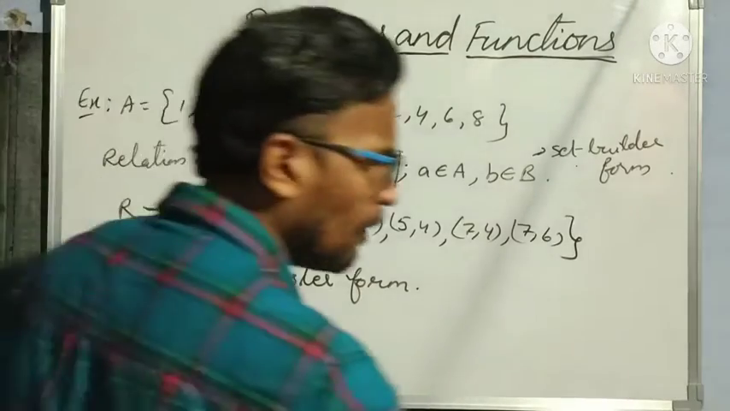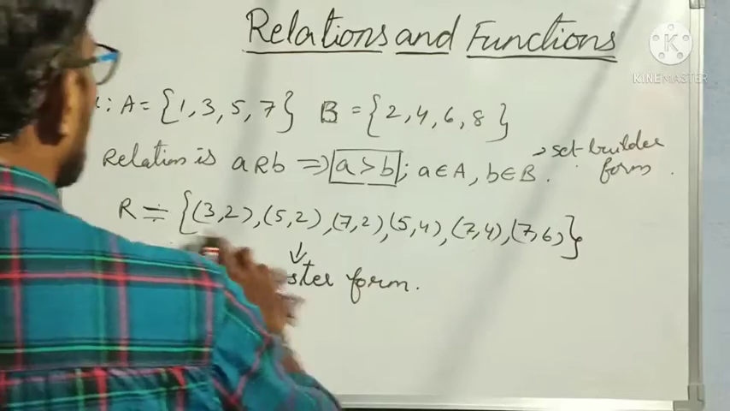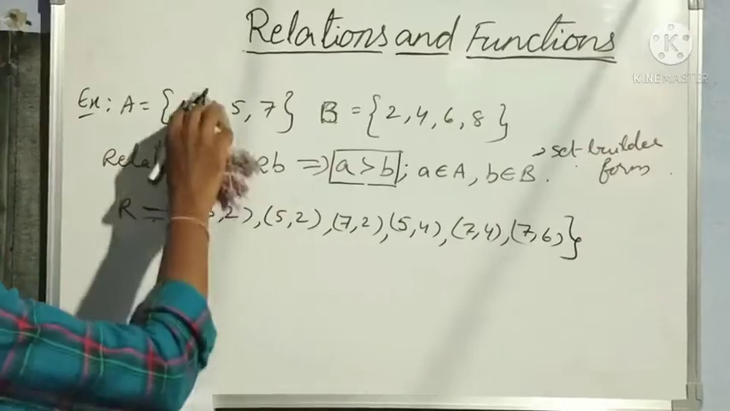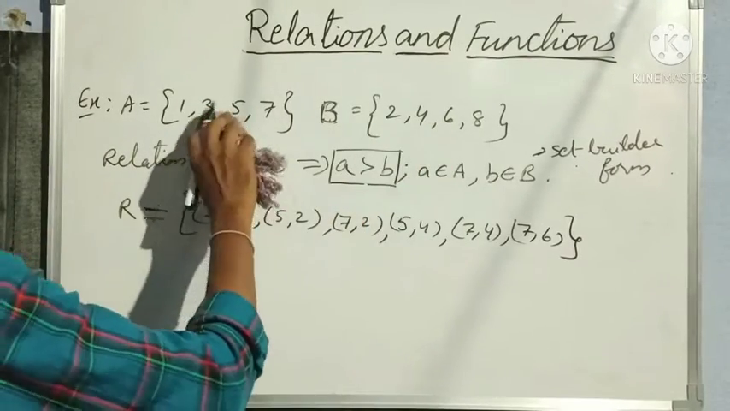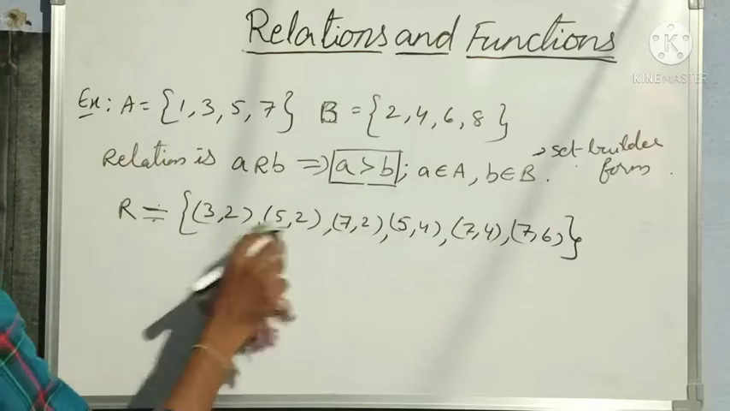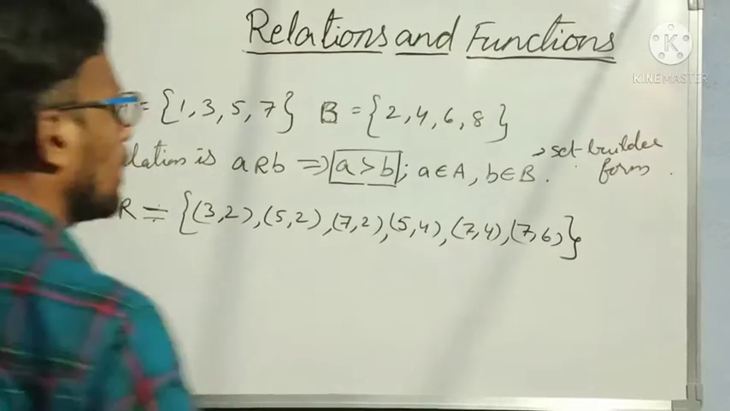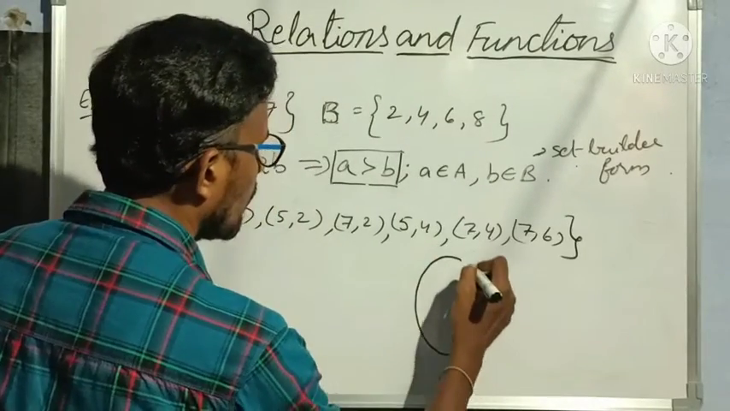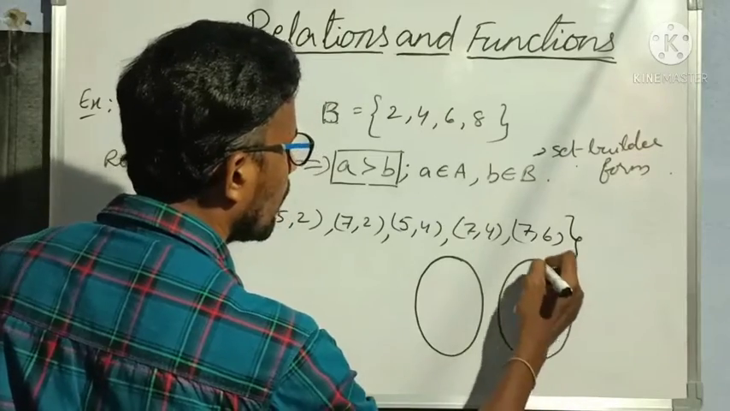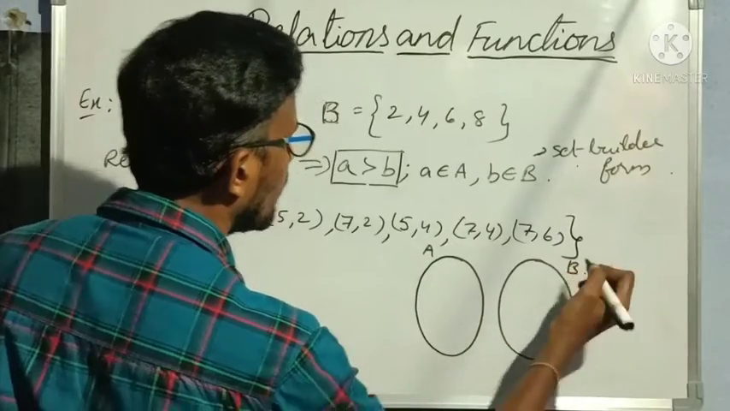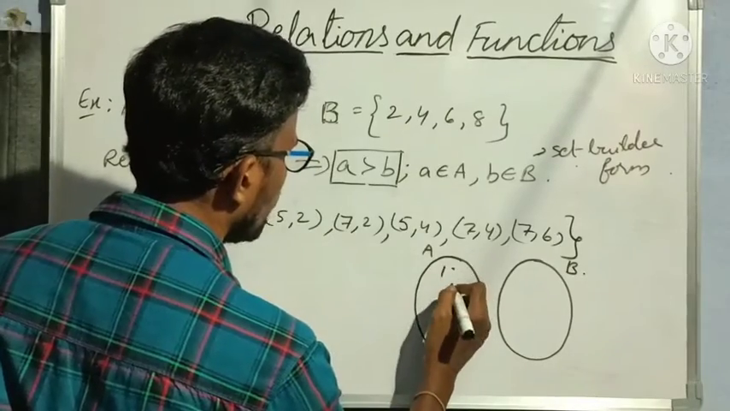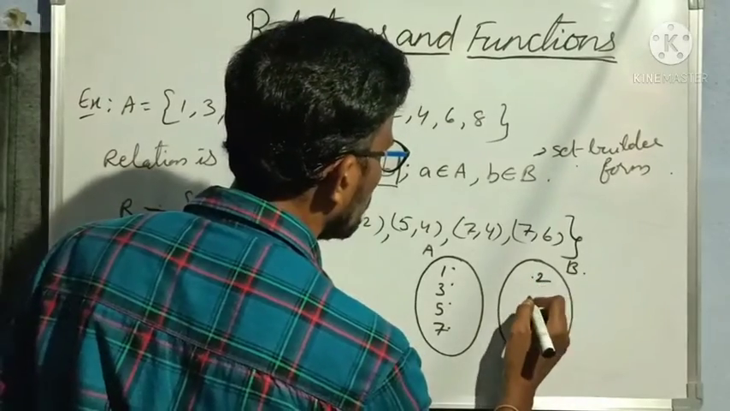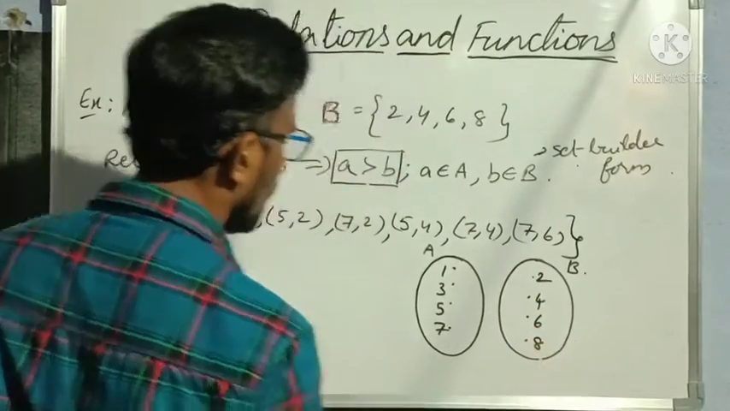Now let us find domain, codomain and range for this example only. For this relation only, let us find out domain, codomain and range. If A and B are the same elements of set A and set B, and the relation is this relation only, we have to find out domain, codomain and range. First draw the arrow diagram like this. So what are the elements of A and B? Let us mention. What are the elements of A here? 1, 3, 5, 7. What are the elements of B here? 2, 4, 6, 8.